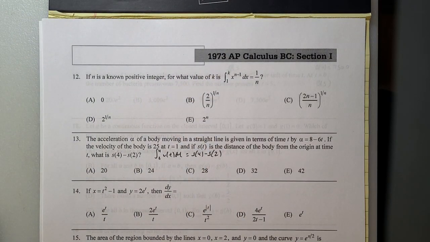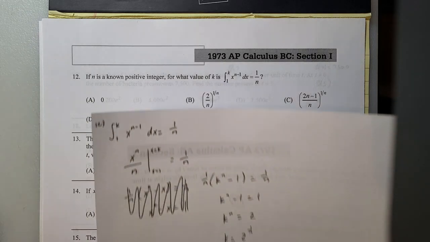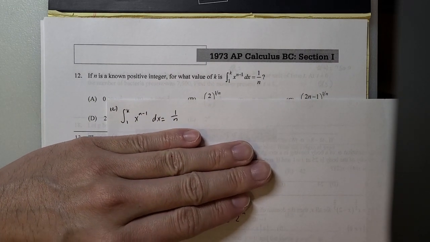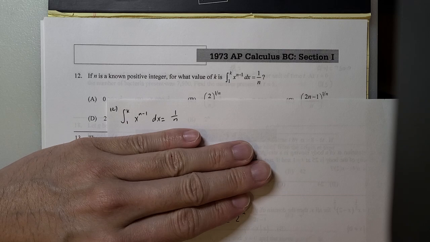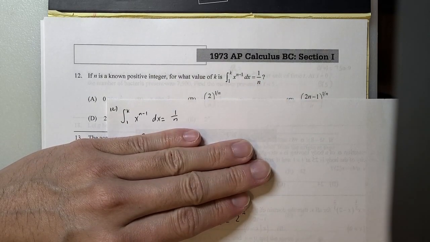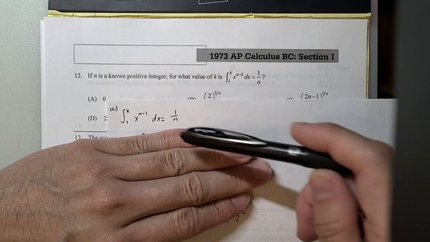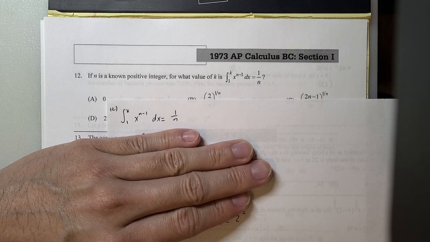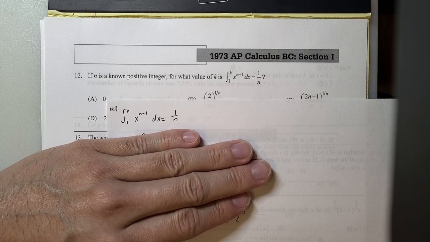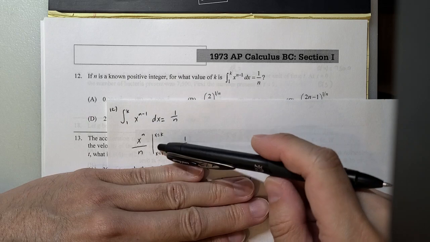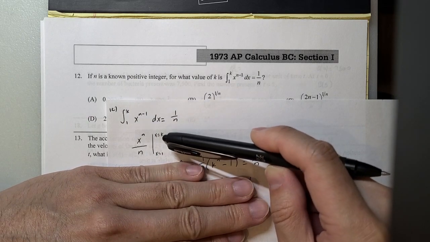If n is a known positive integer, for what value of k is integral from 1 to k, x to the n minus 1 dx is equal to 1 over n. Okay, so here, this is the integral. Okay, my intuition is let's just do the power rule over here, okay? So when we do the power, that will be x to the n minus 1 plus 1 over n minus 1 plus 1, which is x to the n divided by n. Okay? And we evaluate it from x is equal to 1 to x is equal to k.